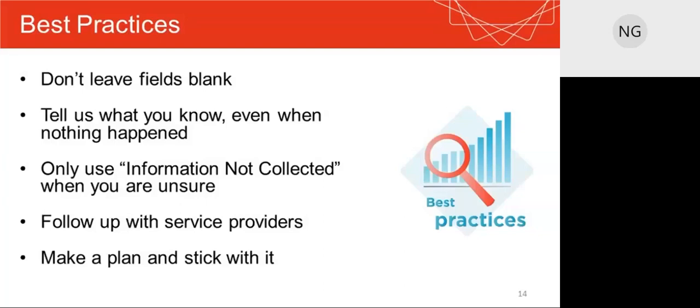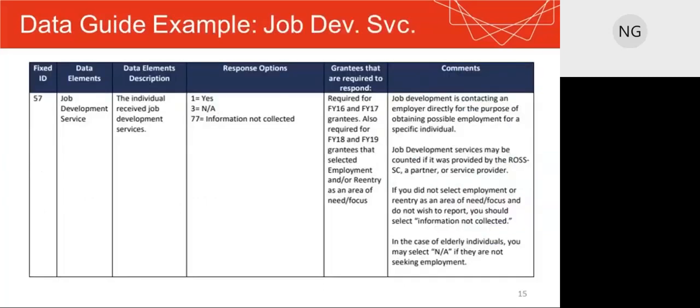And that is the best way to get more green circles on the data availability page in the dashboard and increase your data availability scores across the categories that are important to you. Okay, now let's go through a couple examples of data elements and how to improve their quality in your reports. So first, I want to take a look at job development service.